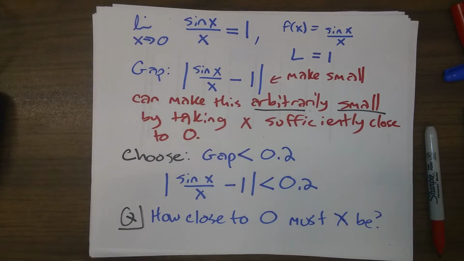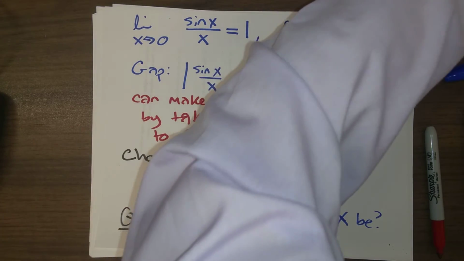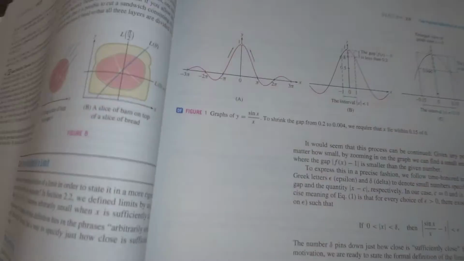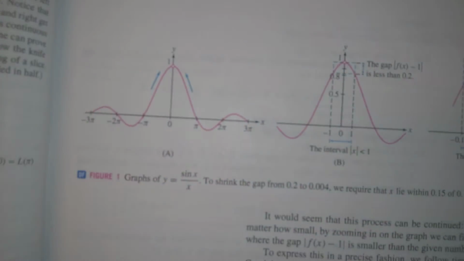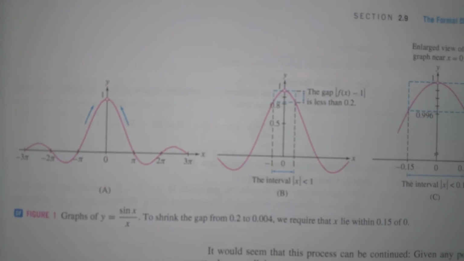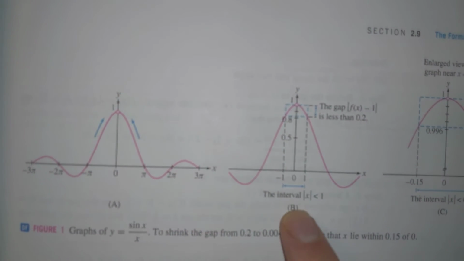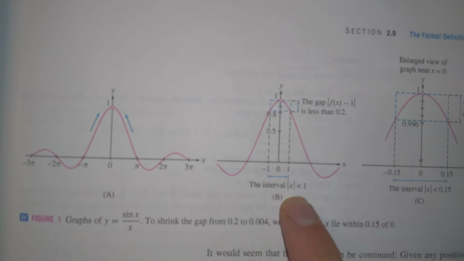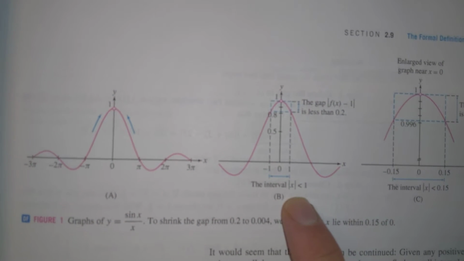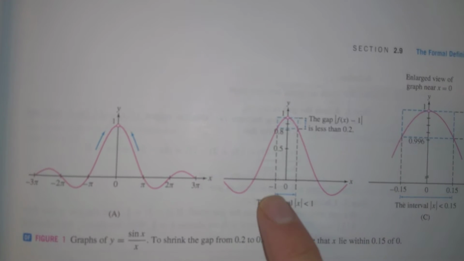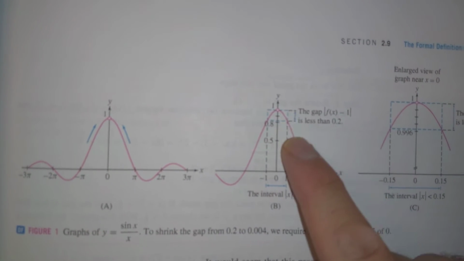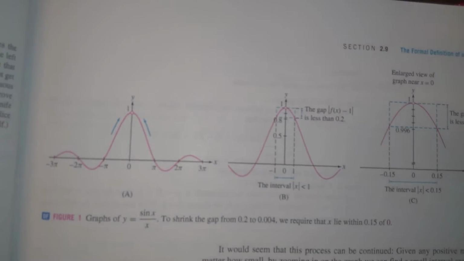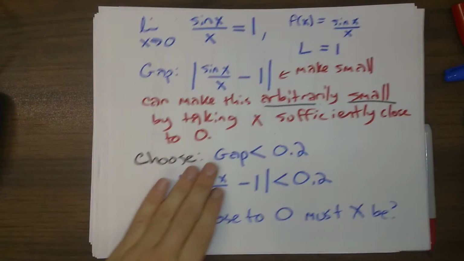Well, if we play around with pictures and stuff like that, so here I'm zooming in, that according to this picture, if we choose x to be within 1 of 0, then the gap is always less than 0.2. Let me write that out and draw that.